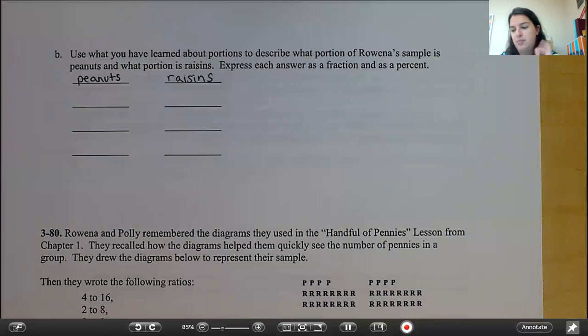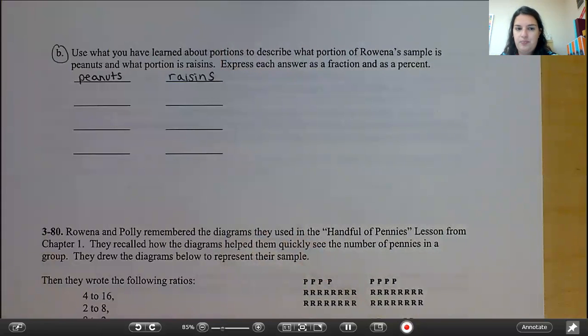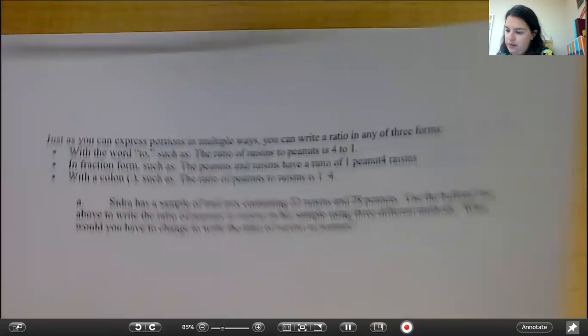Okay, if you're back with me, that means you have answered part B. We're going to save part B and talk about it in class. So now 381 is what we're moving on to, which if you notice, it says it's right here at the bottom. It starts ways to write a ratio. And then if we flip it over.